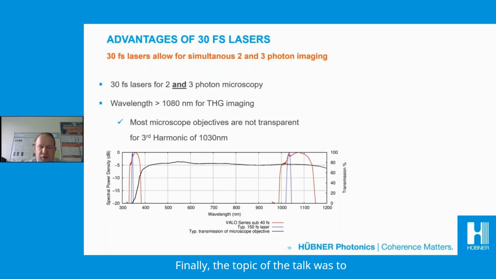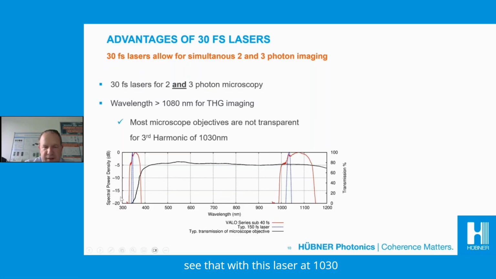Finally, the topic of the talk was to talk about 2 and 3 photon imaging at the same time. And the question is why you can do it. If you see the picture here, you see dotted in blue a spectrum which corresponds to a 150 femtosecond laser. And if you want to do a 3 photon process, you can go to the shorter wavelengths, and you see here the third harmonic of the spectrum. What you can also see in black is the typical transmission curve of an optical microscope.